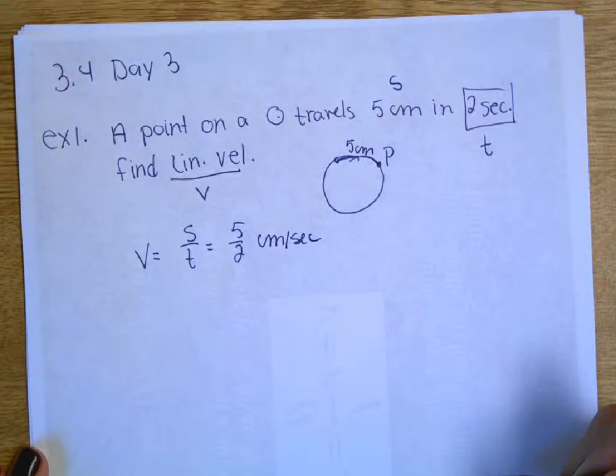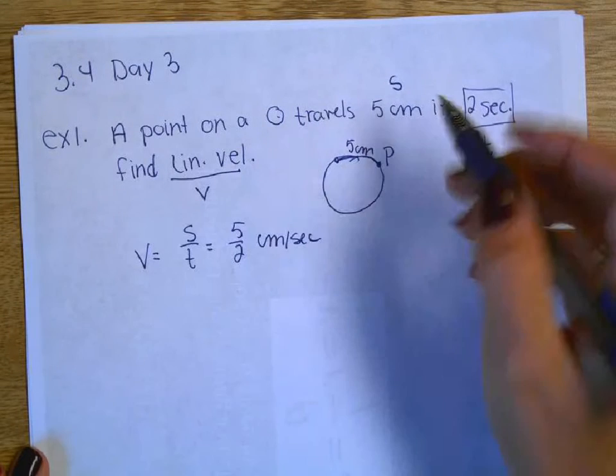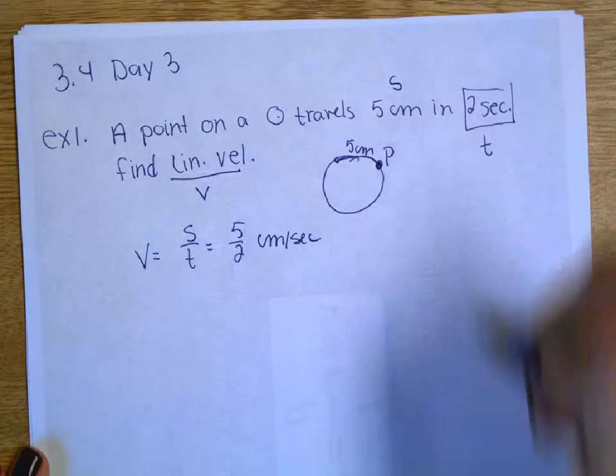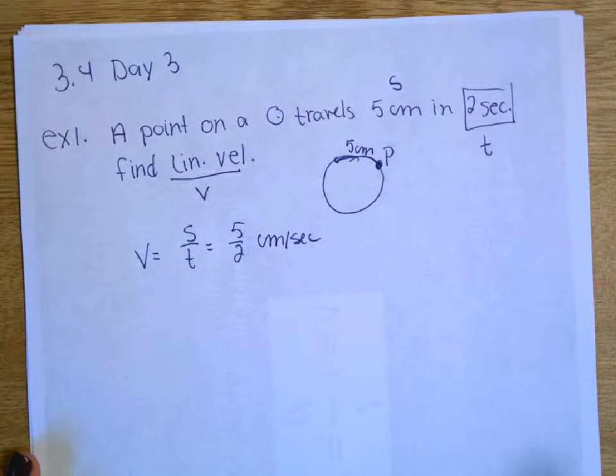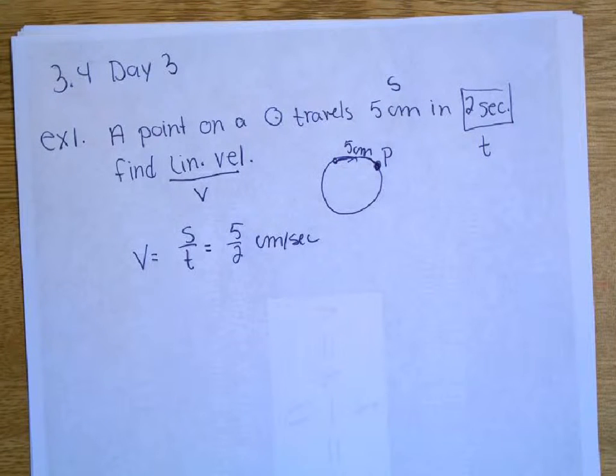Austin, what's your question? That's my generic point on a circle that's traveling. Easy. That should have been easy. Okay, so V is linear velocity. Correct? W is angular velocity. So all of the V's will be some kind of a distance over time.